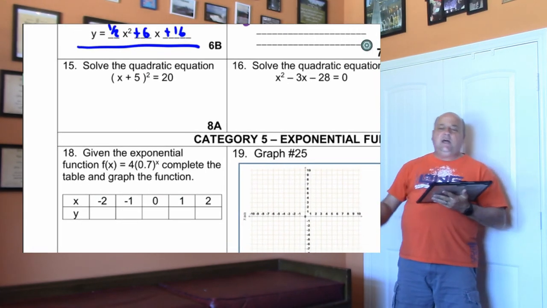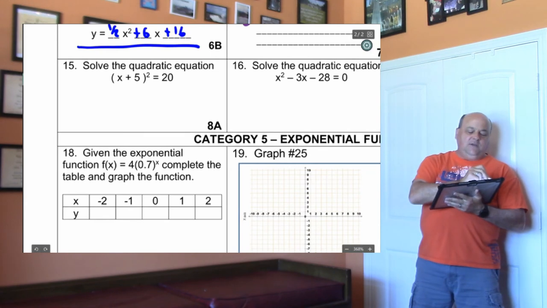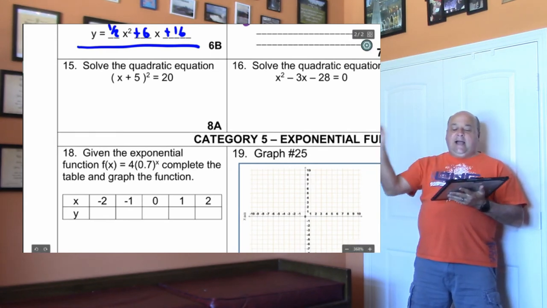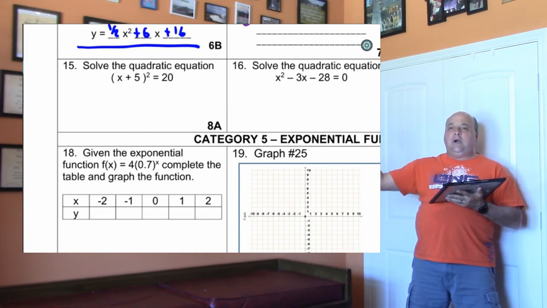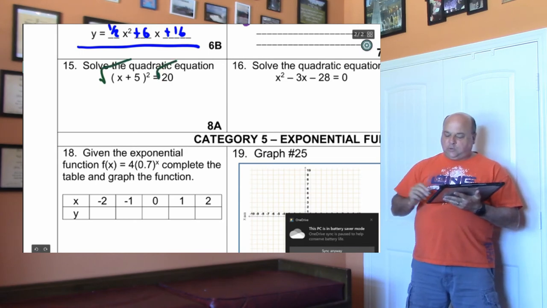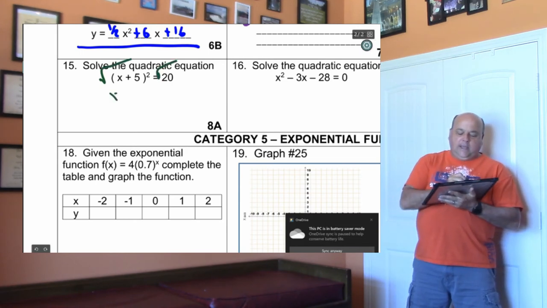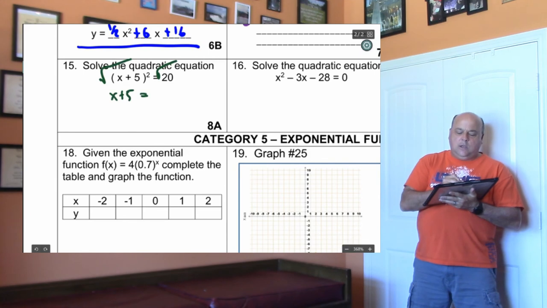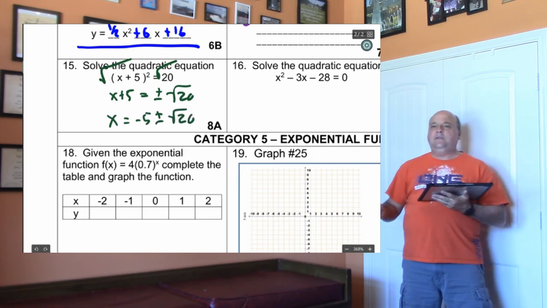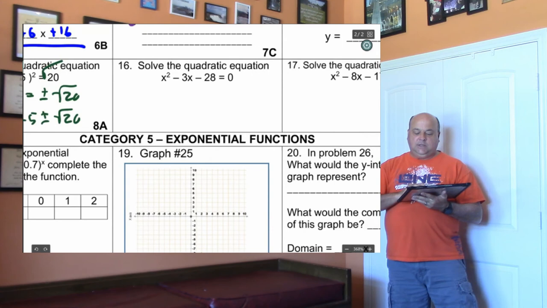We are almost done. I'm going to do some of these solvings. This was not easy to do. Okay, on this one right here, I could move the 20 over and graph it and trace to the x-intercepts. We're going to do this with square roots, and I need to hurry because we're running out of battery. So x plus 5 equals plus or minus the square root of 20, and then I'm going to move the 5 over. That would be the answer. Let's go to the next one.